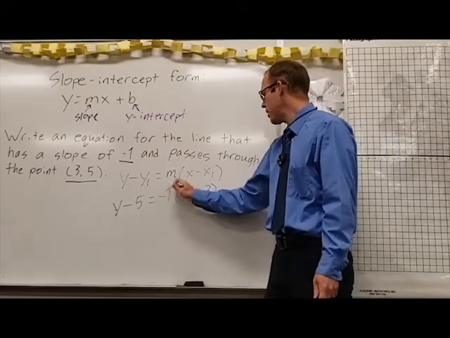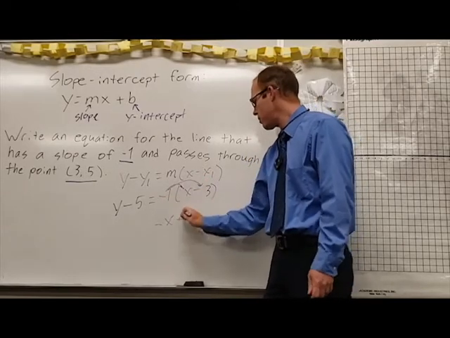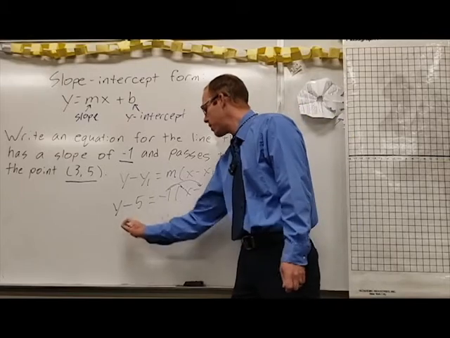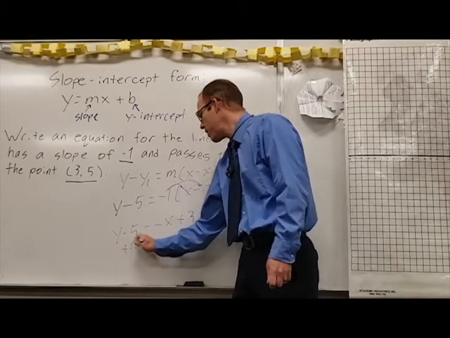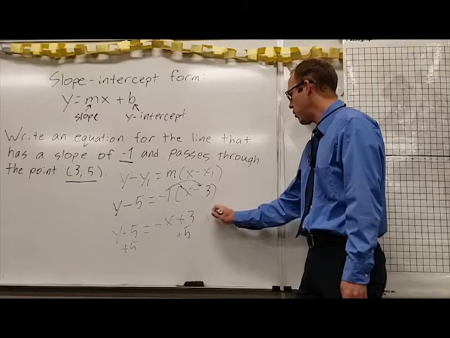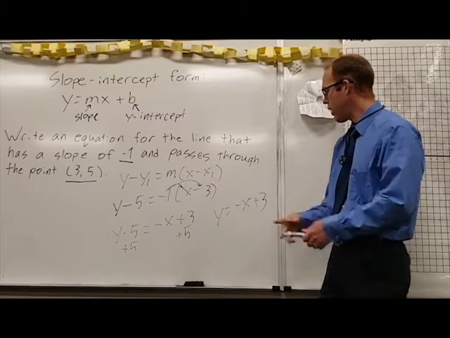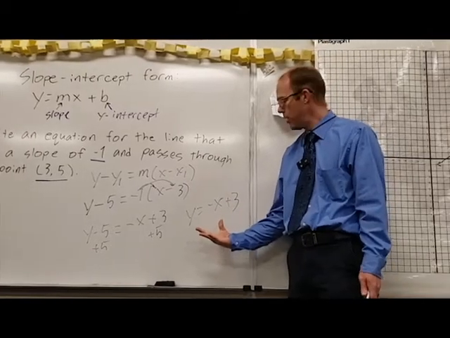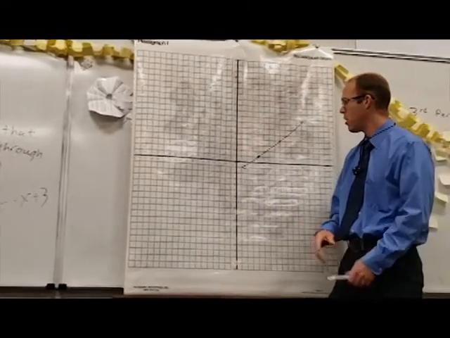We'll distribute this -1. That gives us -x, and a negative times a negative is +3. And over here, we still have y minus 5. We'll solve for y by adding the 5 to both sides, and we get y equals -x plus 8. You can then graph this or use it how you need to. All right, let's take a look at one more example. We're given some information on the graph right here.